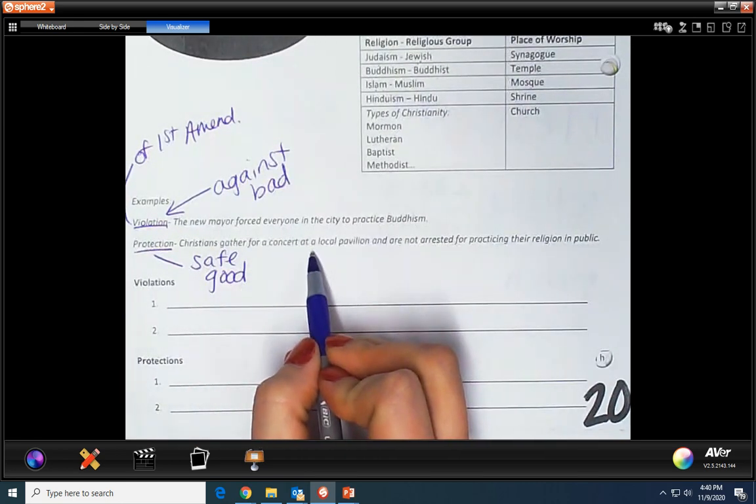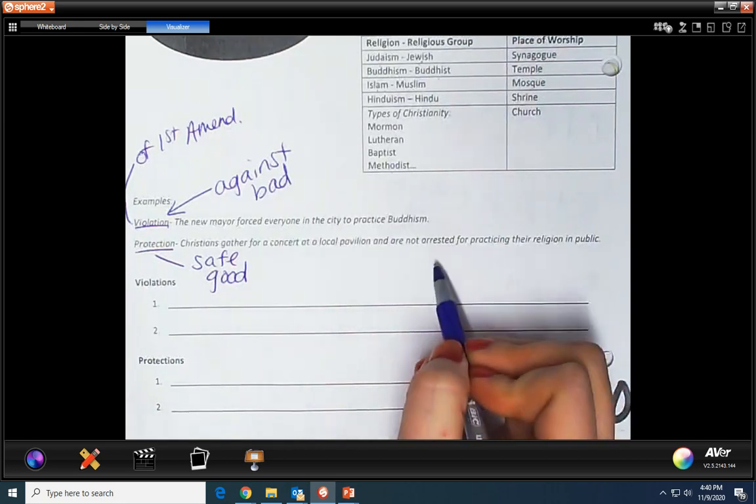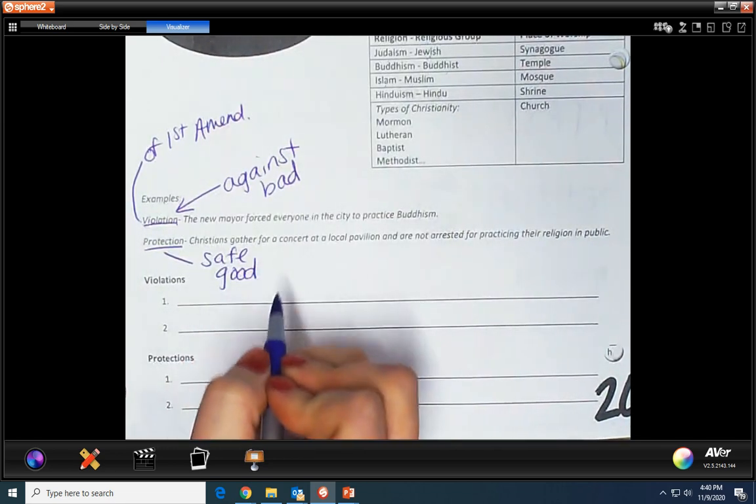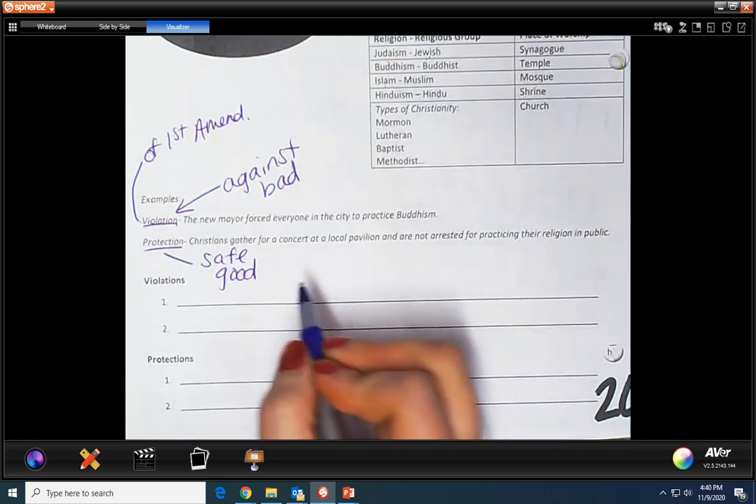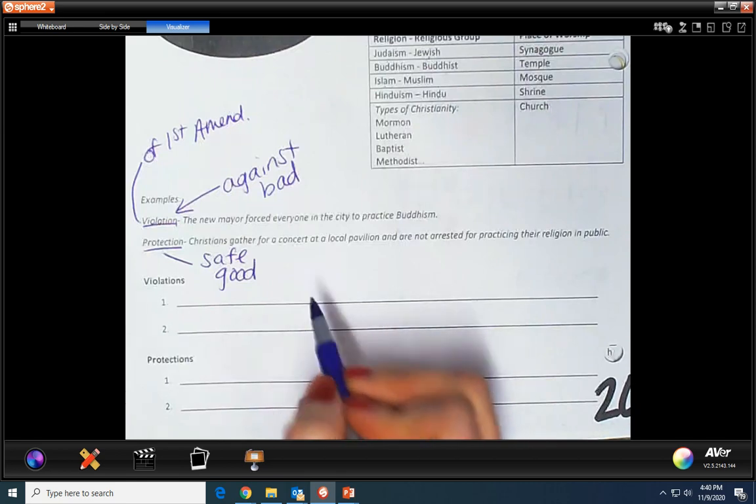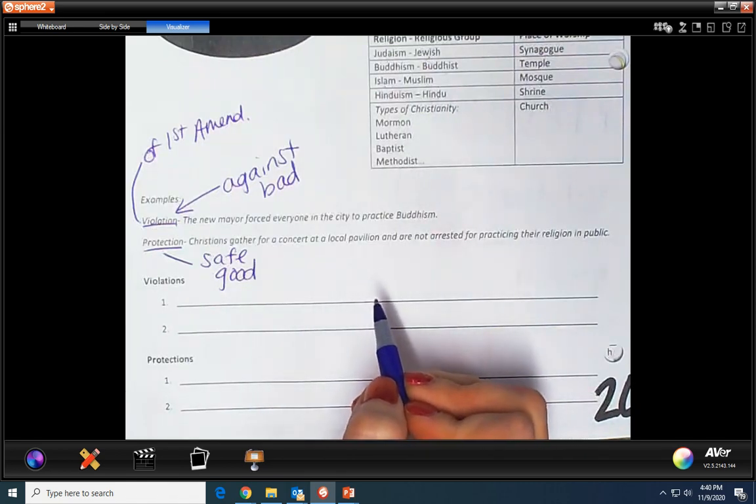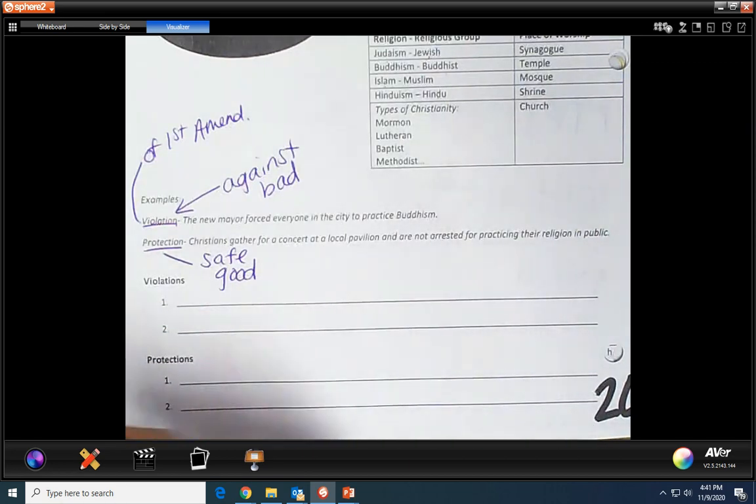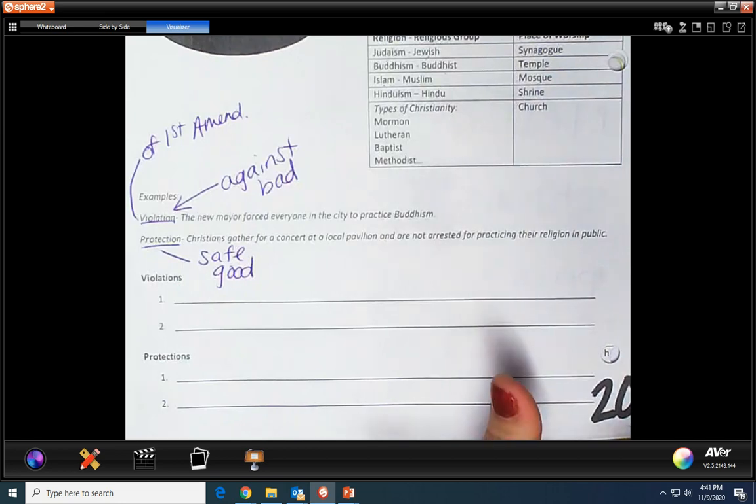So let's look at the protection. Christians gather for a concert at a local pavilion and are not arrested for practicing their religion in public. That is something safe. It's good. What's being protected? Your First Amendment right, the freedom of religion. Can people gather in a park, play religious music, and do that in public and it be okay? Yes. You have that protection under the First Amendment, that whatever the religion is, you can openly practice that religion in public. And of course, nobody would be arrested for that.